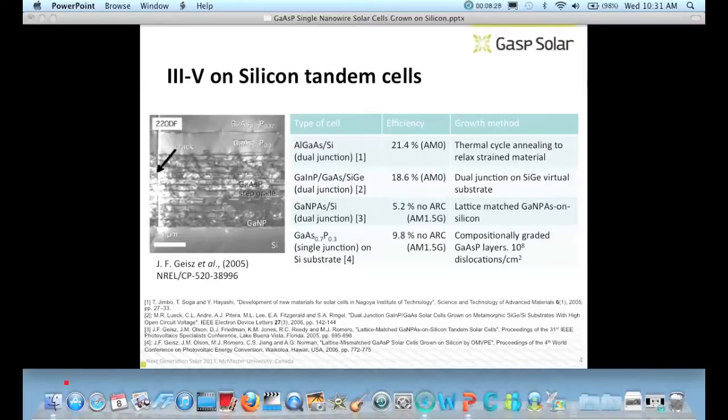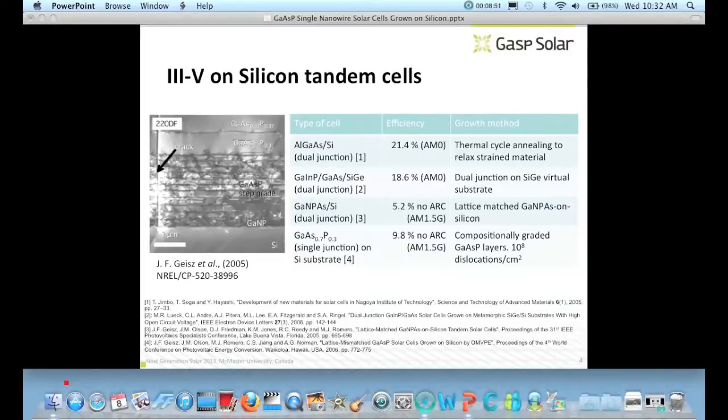Now, another type of material is gallium arsenide phosphide, with a 1.7 eV band gap. It has a record efficiency for this composition of 9.8% for a single junction cell. That is just the top junction. When they grew it on a silicon solar cell instead, the efficiency actually dropped, again due to defects.